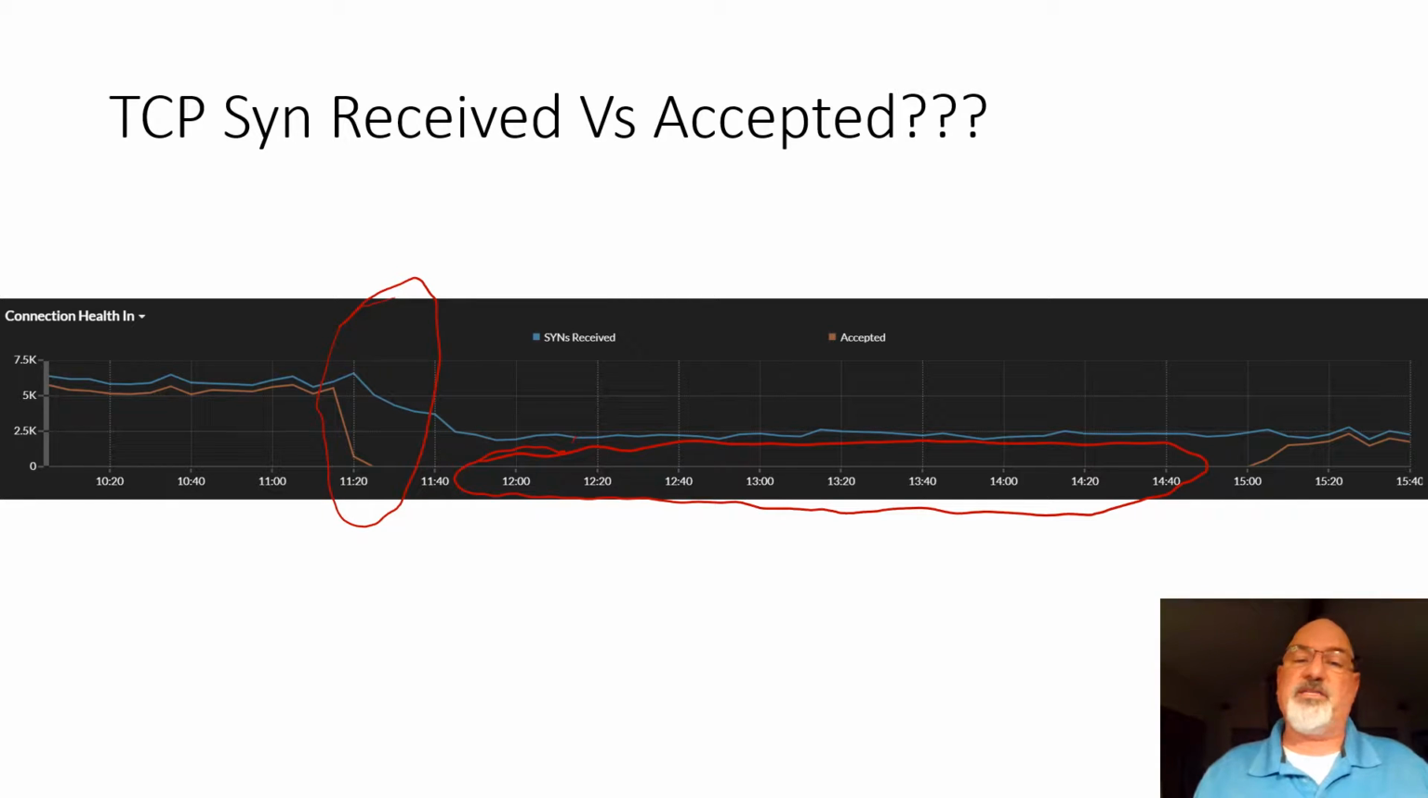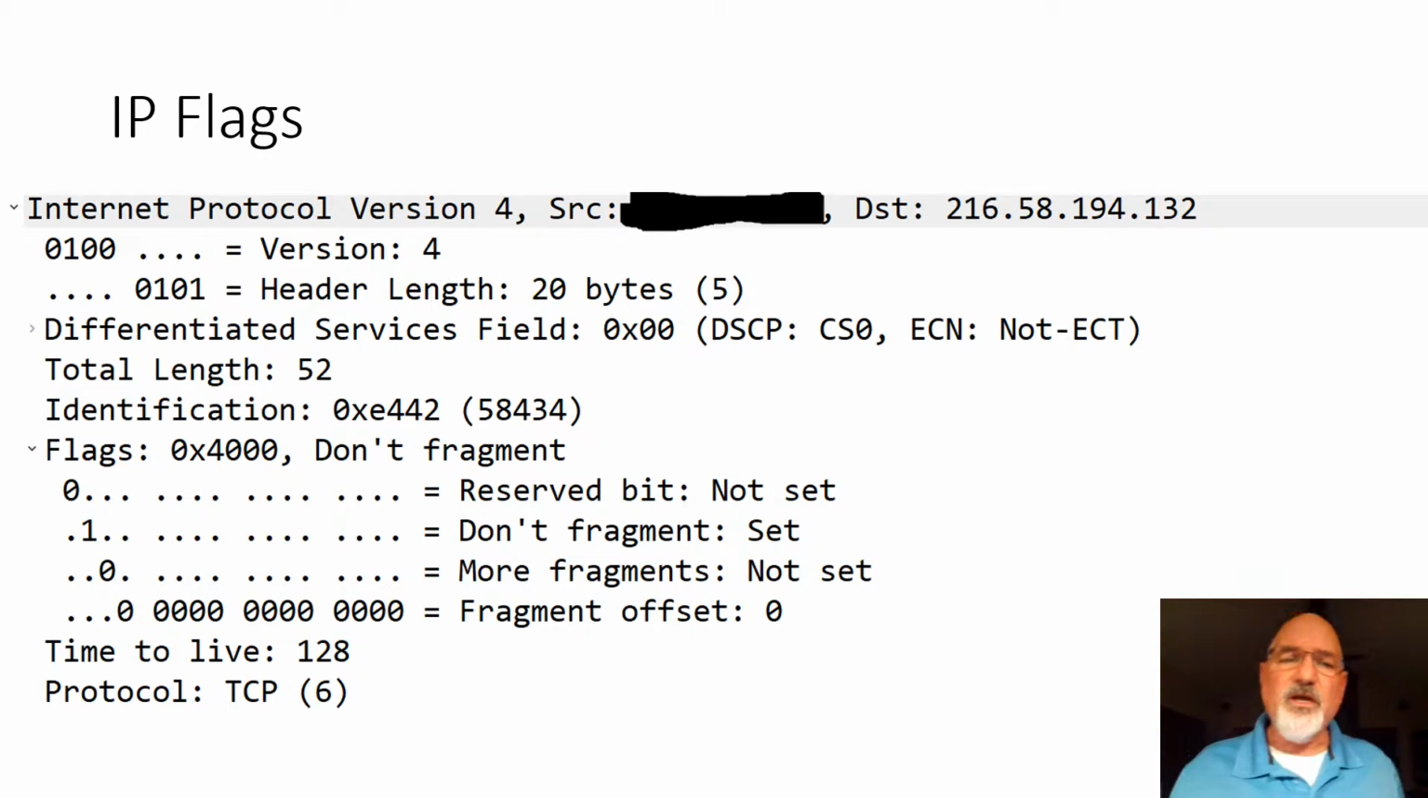But this is why it's important to understand that three-way handshake, right? If your application is timing out, first thing I look at is DNS. Second thing I look at is that three-way handshake. What's happening with TCP? What's happening with the sends received versus accepted? That is critical to look at to determine whether you've got a problem. So I'm going to dig in a little bit deeper into the IP flags. Those IP flags that are in that packet are critical.